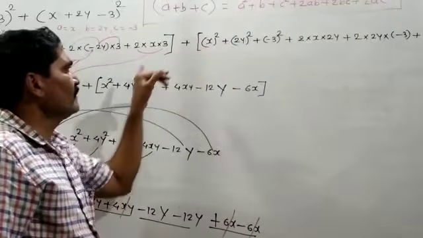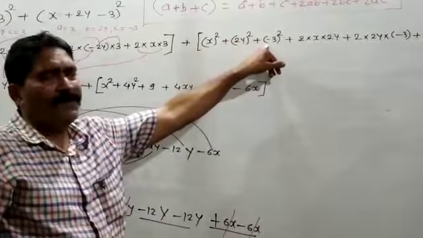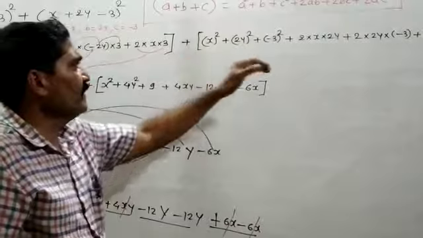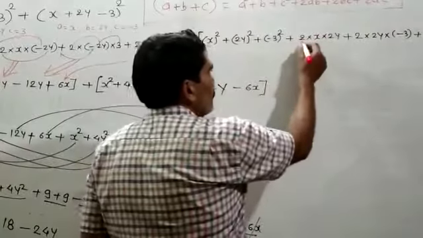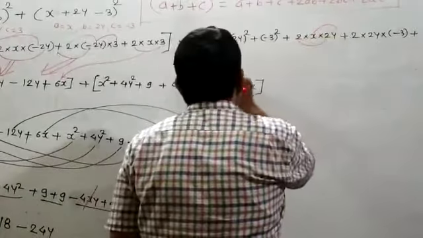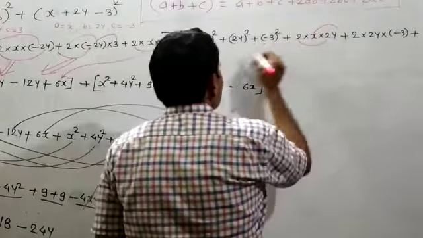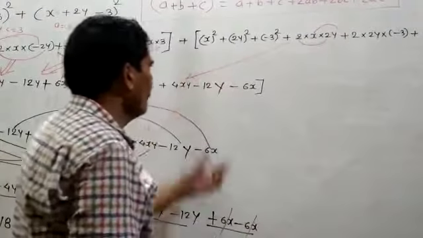2y square is 4y square. Minus square is always plus. Minus 3 square is plus 9. Then 2 2s are 4, here you have to do the product. X multiplied by y is equal to plus 4xy. This product will come here.